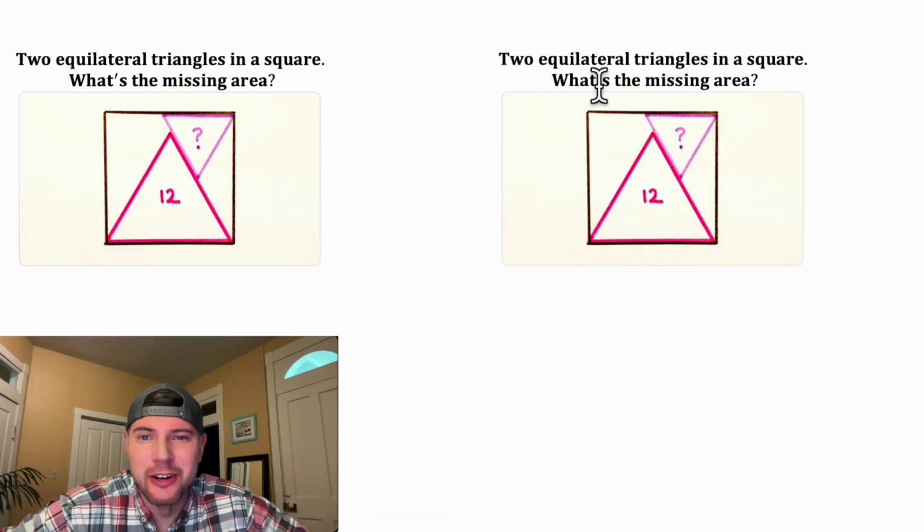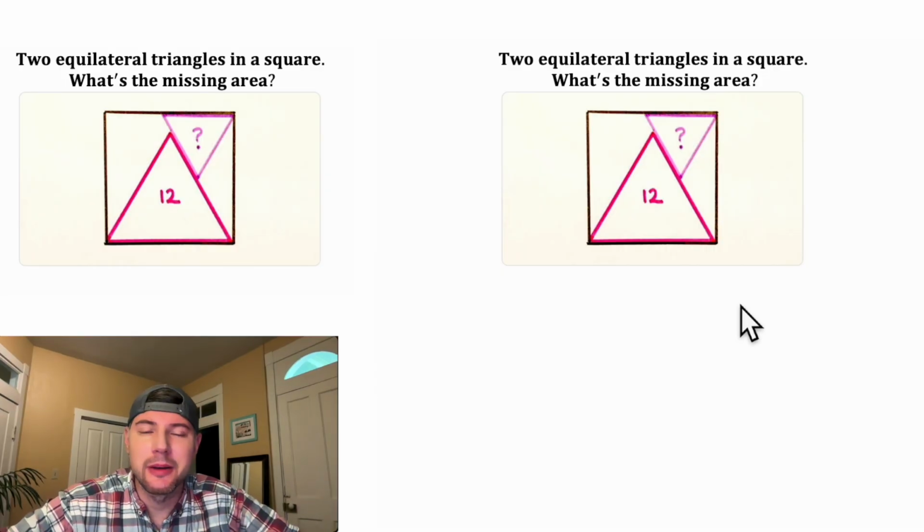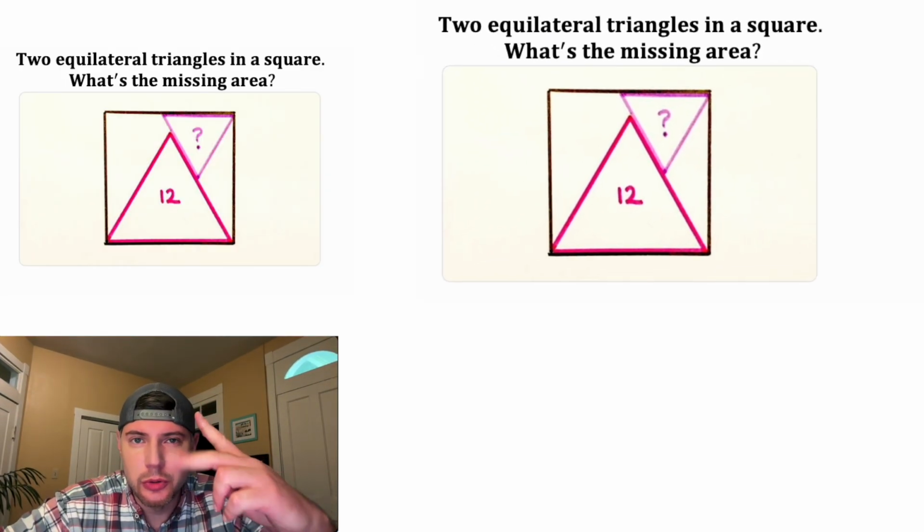Hey guys, this looks like a fun one. We're given two equilateral triangles inside of a square. The area of the larger equilateral triangle is 12, and it wants to know what is the area of the smaller equilateral triangle. If you want to try it on your own, pause it right now, because I'm going to solve it in 3, 2, 1.